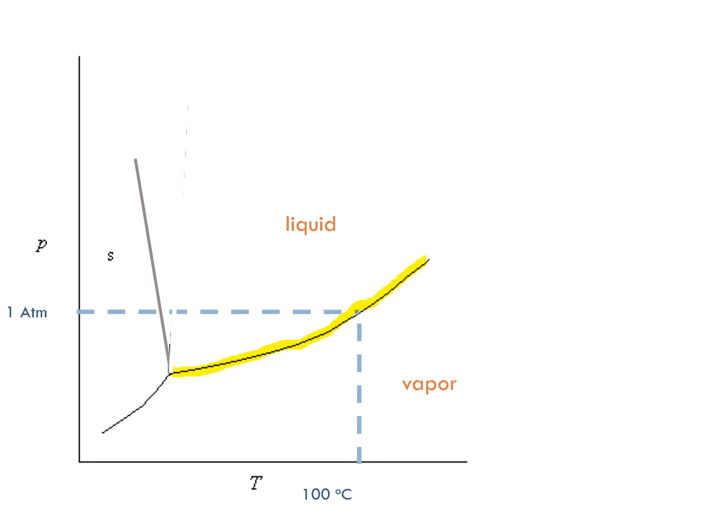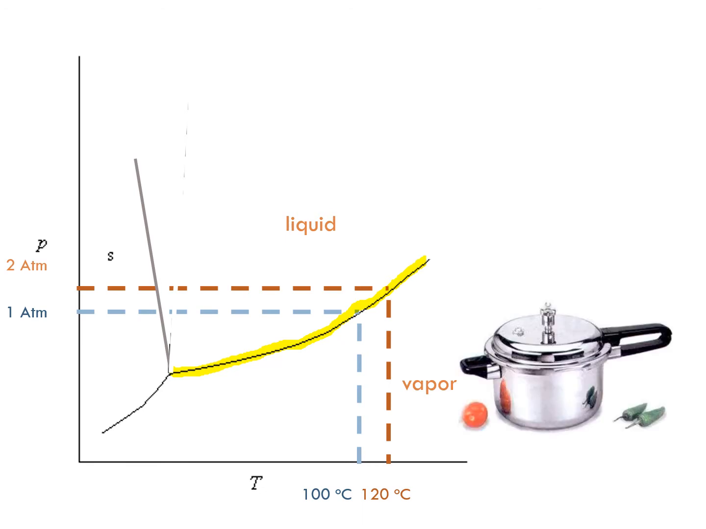So for example, if the pressure is raised to 2 atmospheres, the boiling temperature of the water would be raised to 120 Celsius, and that's the principle behind the pressure cooker. When you're boiling something in water, as long as there is water, the temperature is going to stay constant at 100 Celsius because you have the change of phase.